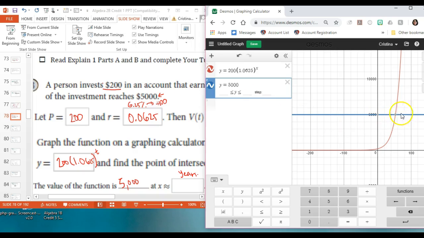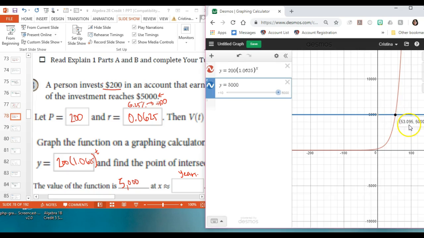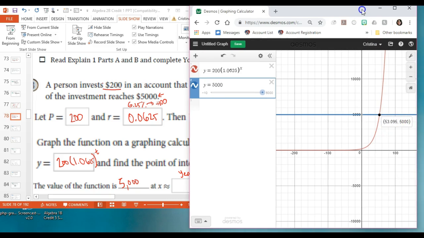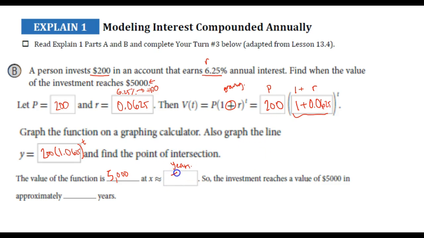All right, and you can see, oh, our graph actually crosses at about, wow, great things come to those who wait, because that looks like about 53 years. If a person's willing to wait 53 years, that will grow to $5,000. I don't know about you, but that's a long time to wait. So let's go ahead and record that down. So that would be about 53 years for that investment to grow to about $5,000.